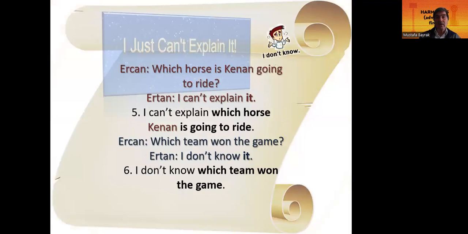Ercan, which horse is Kenan going to ride? I can't explain it. Yes, it is the object. I can't explain which horse Kenan is going to ride. Ercan, which team won the game? I don't know it. What is it here now? Which team won the game? I don't know which team won the game.